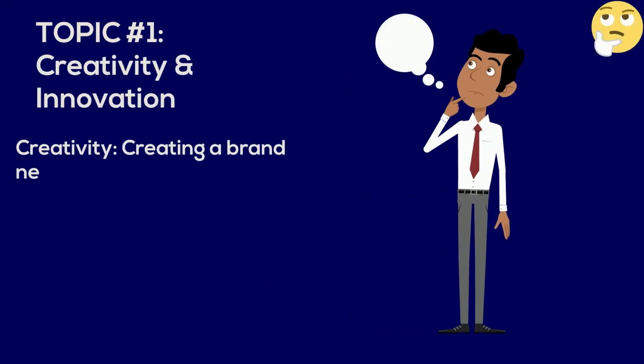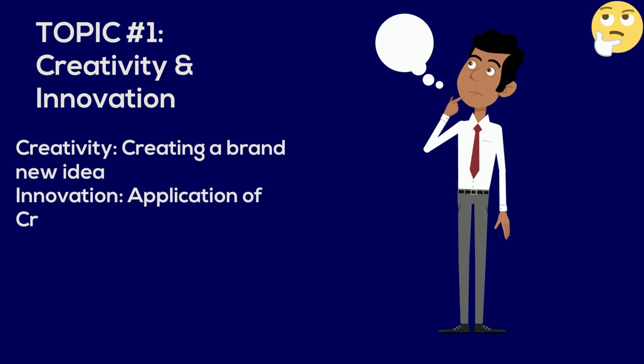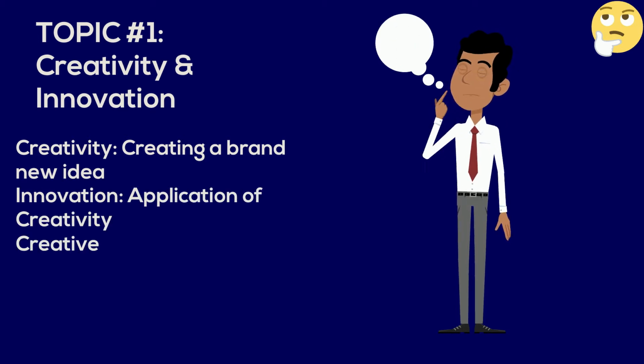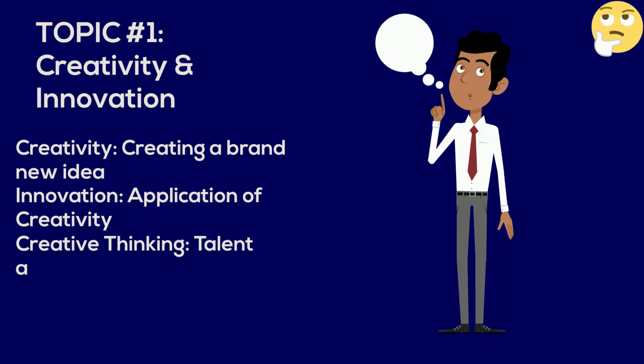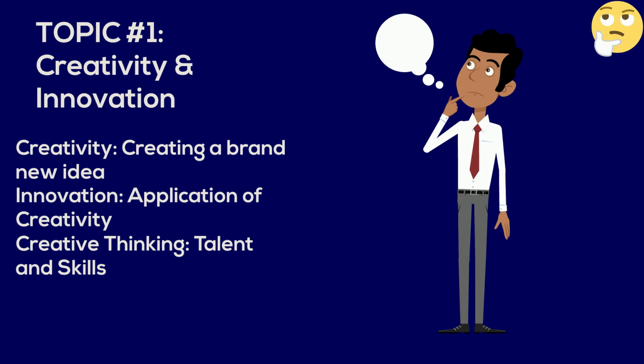The first topic is creativity and innovation. Creativity is defined as creating a brand new idea, an idea that has not been created and has a use for the general population. And innovation is an act of doing an idea, which means it's the application of creativity. So creativity is coming up with the idea and innovation is doing and creating the idea. Creative thinking stands for skills needed to create and innovate the idea.